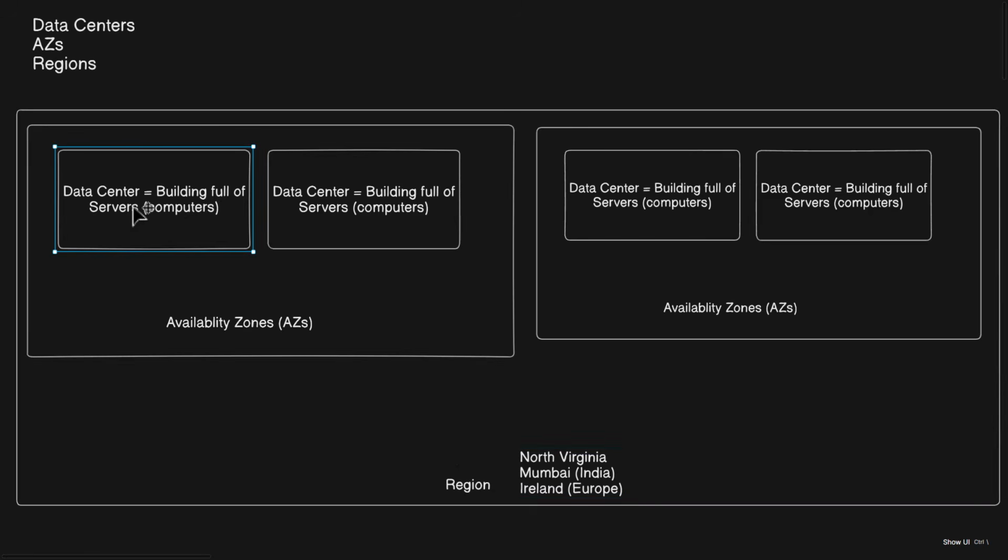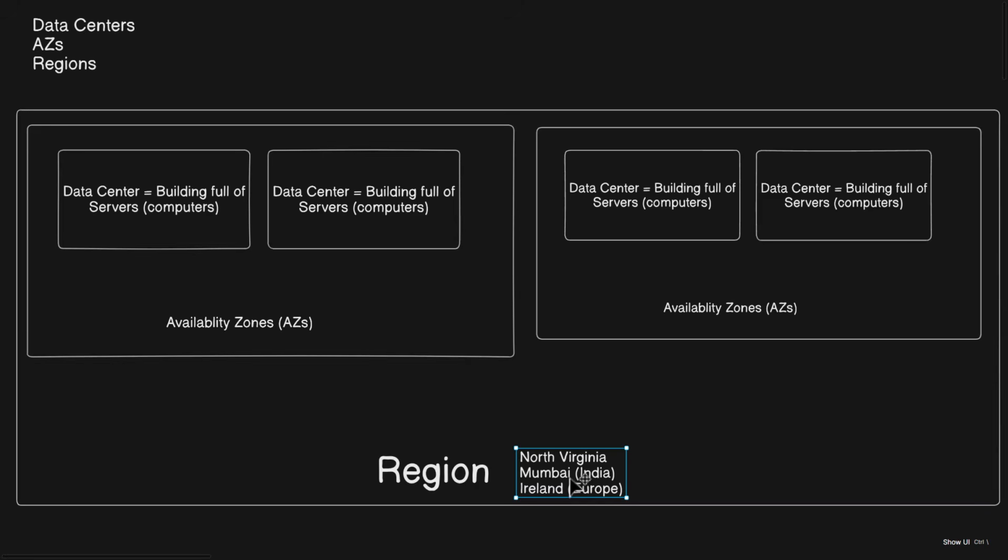So here we started with the data center. The data center is the smallest thing that exists. You can think of it like a building that is full of servers, computers, and multiple data centers come together and form an availability zone. An availability zone is nothing but a group of data centers in the same zone, right? And data is replicated across these data centers. Then comes the region. Multiple availability zones also form a group together to form a region, right? There are multiple regions that exist like Virginia, Mumbai, Ireland. And this is what forms the global infrastructure of AWS.